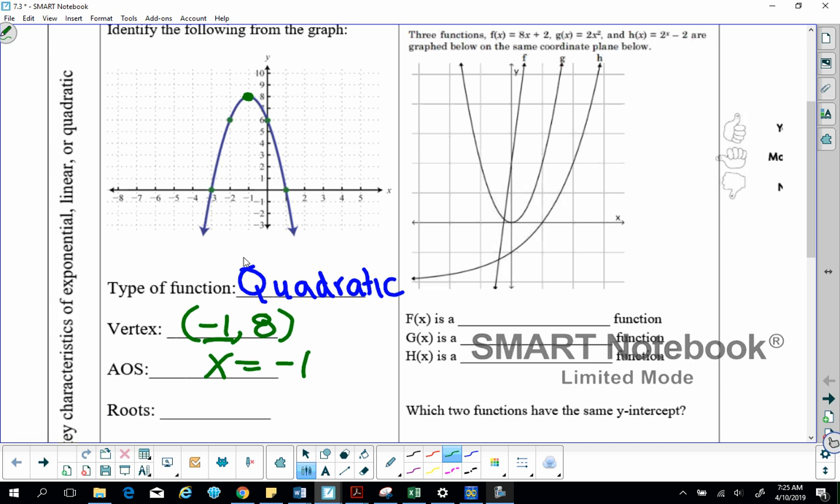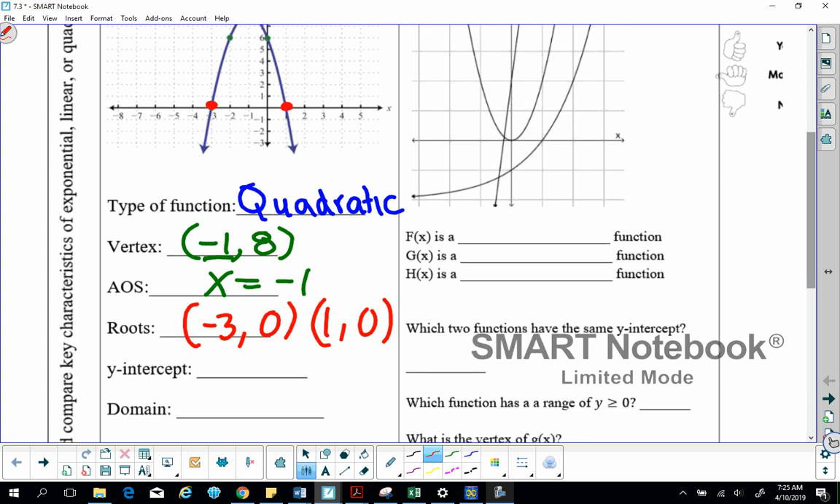And now, Allison, what's our roots? Beautiful. So remember, roots, zeros, x-intercepts, they're all right there. Cool. Tristan, what's our y-intercept? Beautiful. 0, 6.